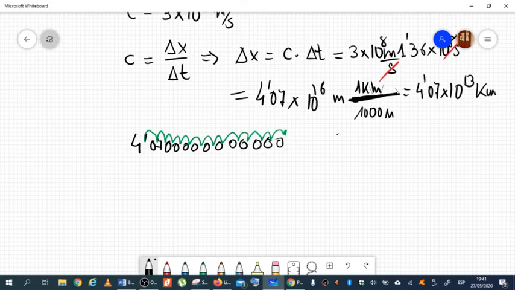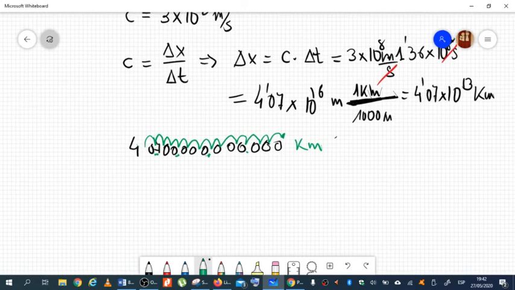Okay, all these kilometers. So it is thousands, millions, thousands of millions, billions. So it is 40.7 million millions of kilometers away from us. Do you understand? It is a huge distance.